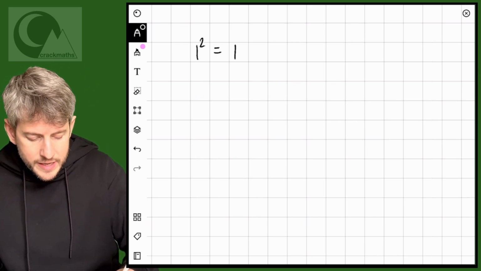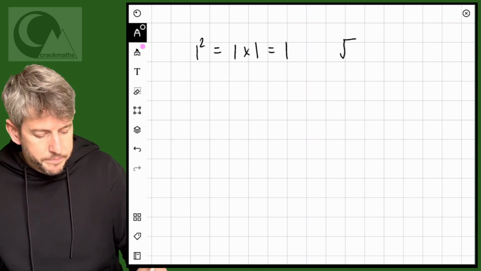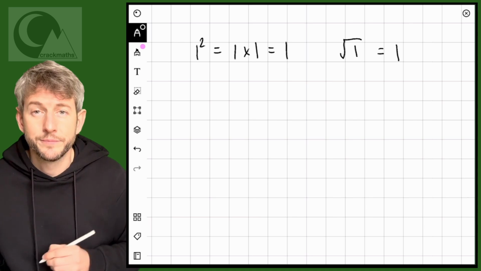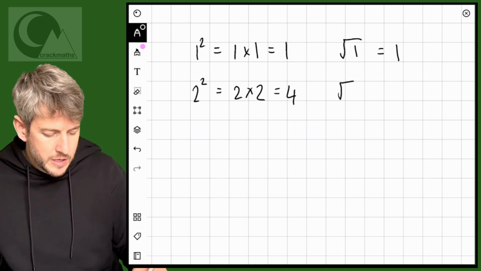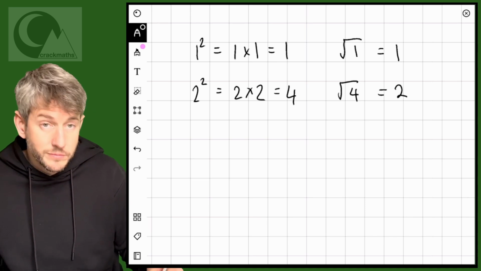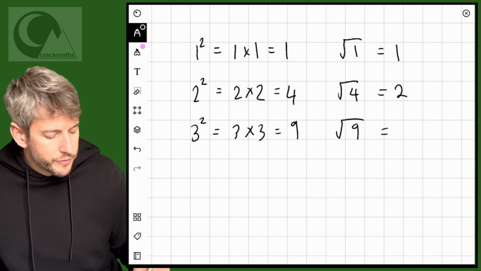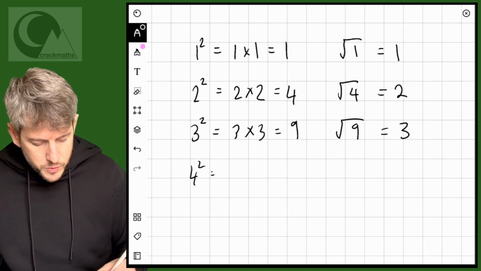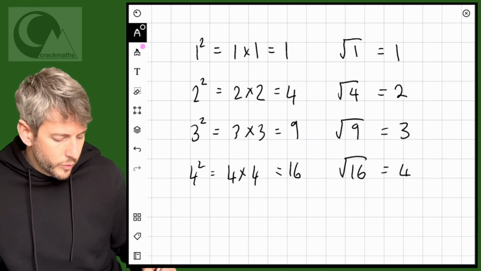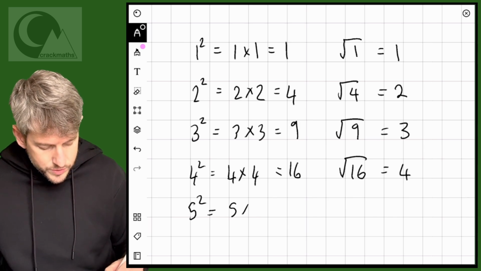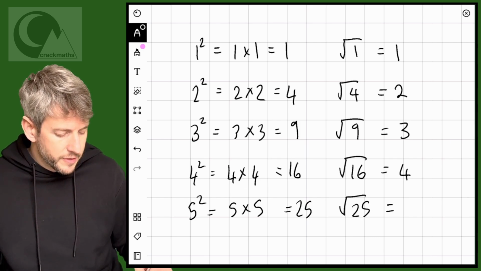1 squared equals 1 times 1, which equals 1, so the square root of 1 equals 1. 2 squared equals 2 times 2, which equals 4, so the square root of 4 equals 2. 3 squared equals 3 times 3, which is 9, so the square root of 9 equals 3. 4 squared equals 4 times 4, which equals 16, so the square root of 16 equals 4. 5 squared equals 5 times 5, which is 25, and the square root of 25 equals 5.